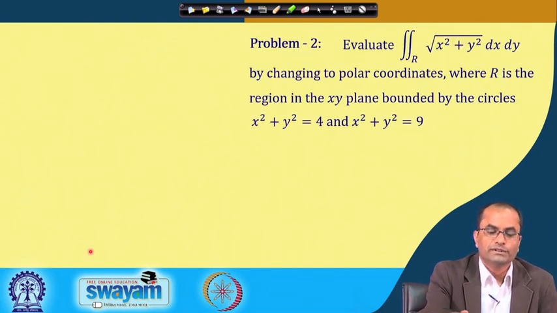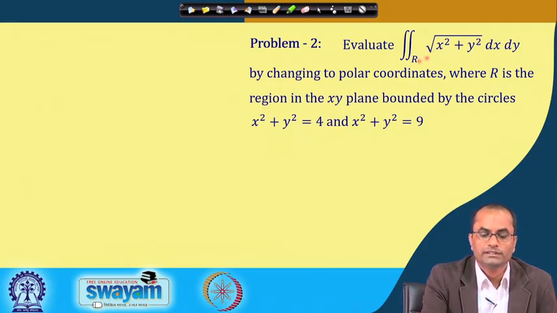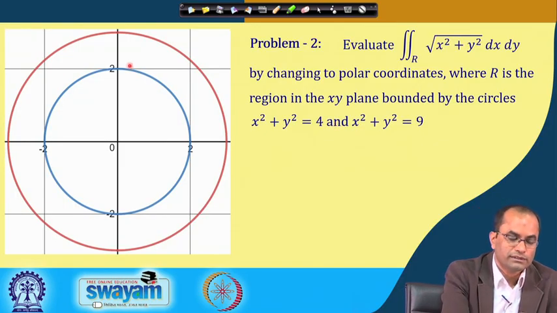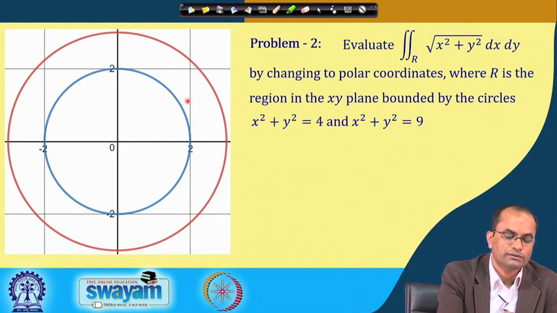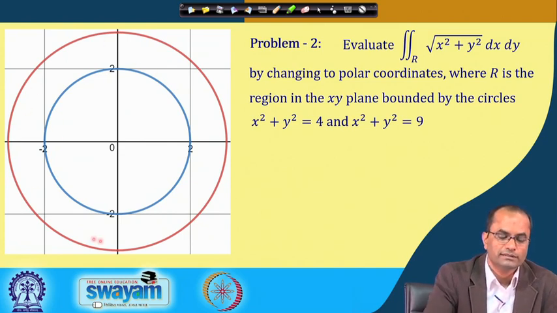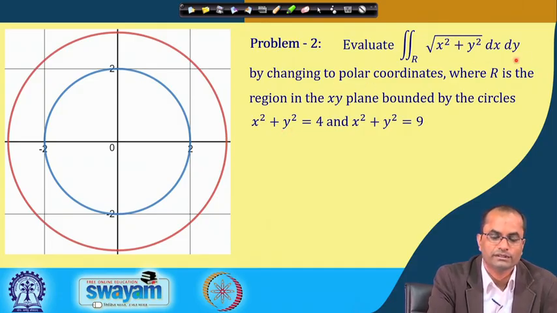The last example which we want to evaluate here is this integral over r of the square root of x square plus y square, dx dy, by changing to polar coordinates, where r is the region in the xy plane bounded by the circles x square plus y square is equal to 4 and x square plus y square is equal to 9. So, we have 2 circles with these 2 radii. One is x square plus y square equal to 4, with radius 2, and this with radius 3, and we want to evaluate over this given region here.